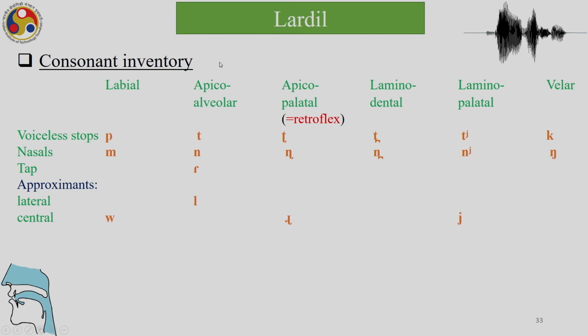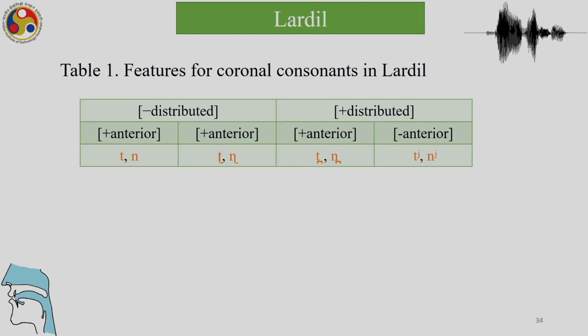We have apicoalveolar, apicopalatal sort of retroflex consonants, and laminodental, laminopalatal and velar consonants as well. So what we saw from the feature inventory in our previous lecture, we saw that among coronal consonants we can divide them into the distributed, minus distributed can be plus anterior or minus anterior, where the minus anterior could be the ones which are palatalized like chia and nya, and the plus anterior ones are the dental ones, the laminodental ones, and the plus anterior minus distributed ones are also the retroflex consonants.